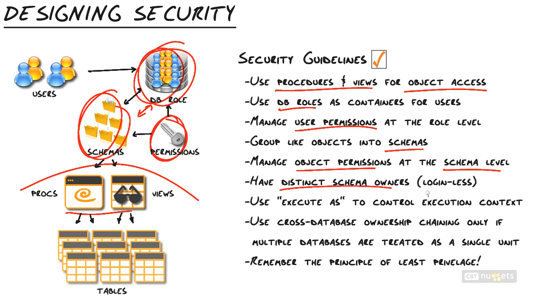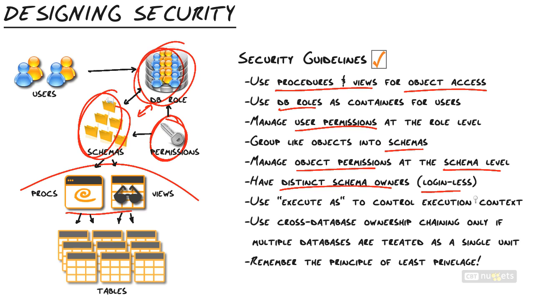Another good one here is having distinct schema owners. This is one that you see everywhere out there, where DBO owns everything. And that can really get you into trouble with ownership chaining. So a good implementation here of loginless users is creating a loginless user and making it the owner of a schema. So have a different loginless user. You know, if you're creating a sales schema, make a sales DBO loginless user.